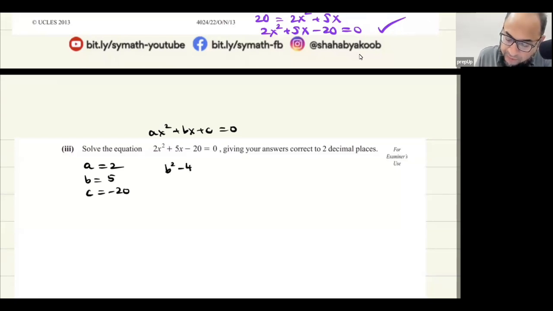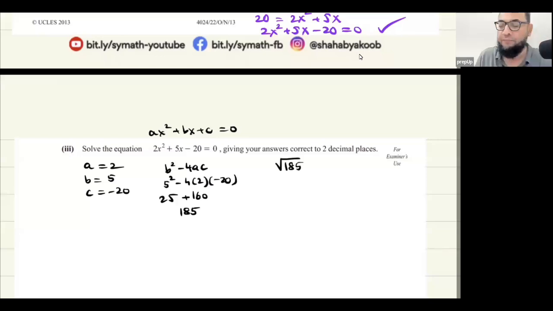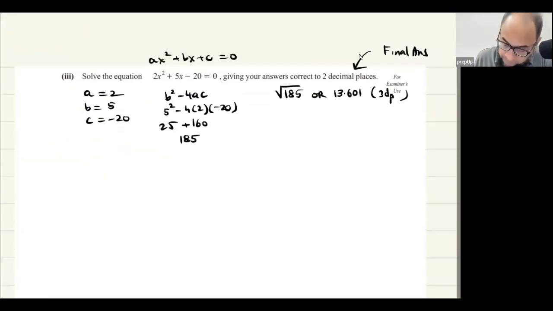Let me evaluate b square minus 4ac first, which is 5 square minus 4 into 2 into negative 20. This is 25. 4 into 2 is 8. 8 into 20 is 160 with a positive sign. So this is 185. Let me take the square root of 185. So again, I'll be needing a calculator. So the square root of 185 is giving me 13.601. I'm working correct to 3 decimal places because my final answer is 2 decimal places. So always work a level of accuracy more.